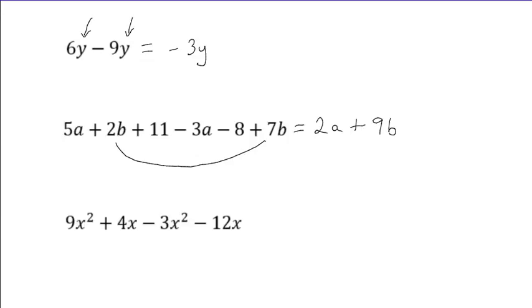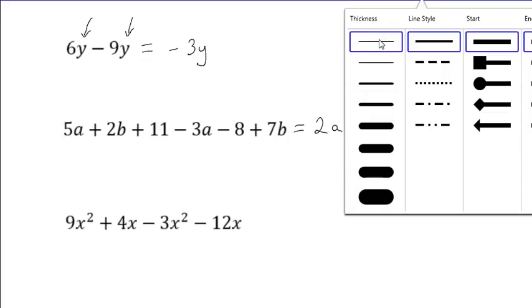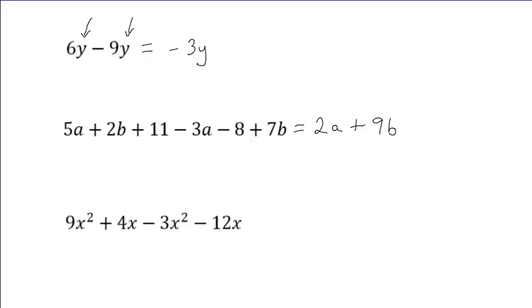And then last but not least on here, we have our terms that do not have any variable part. We have the plus 11 and the minus 8. So 11 minus 8 is a positive or a plus 3.